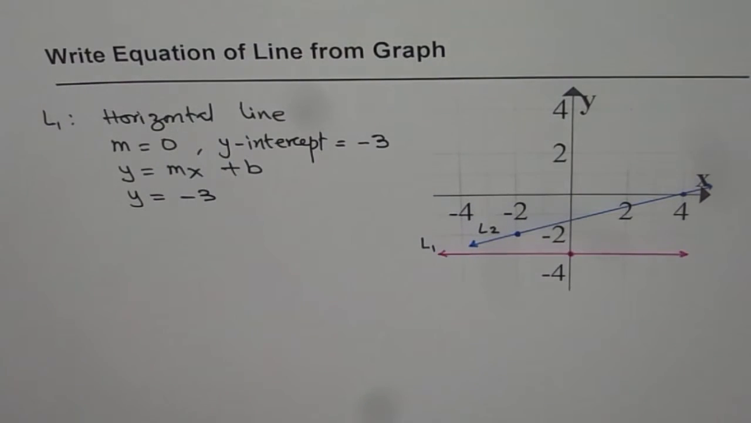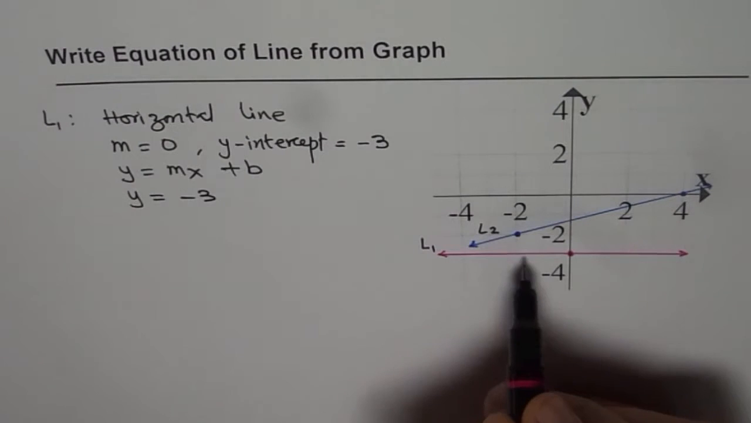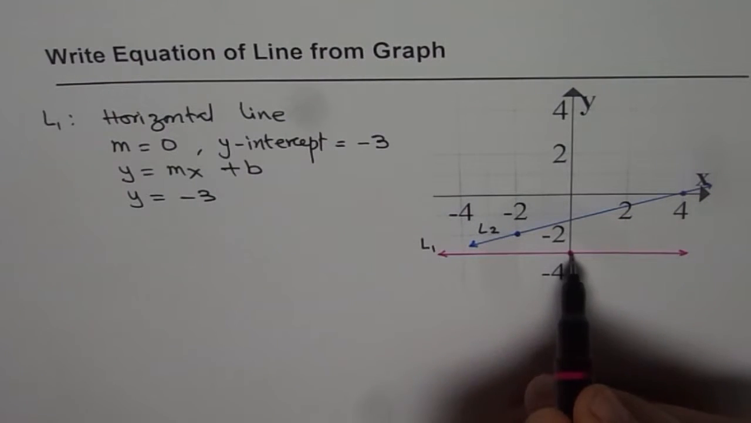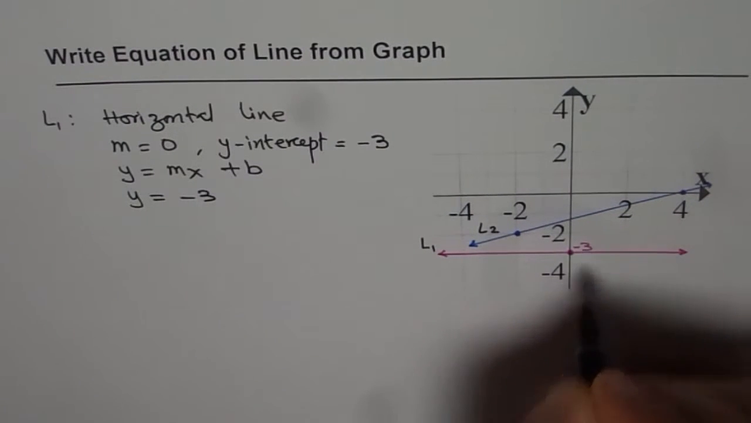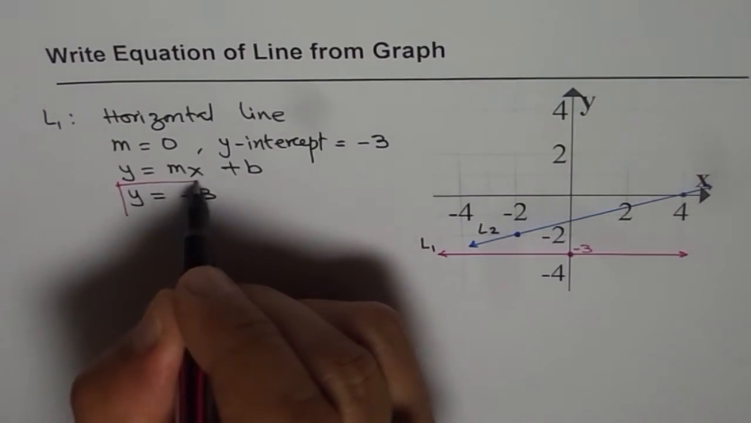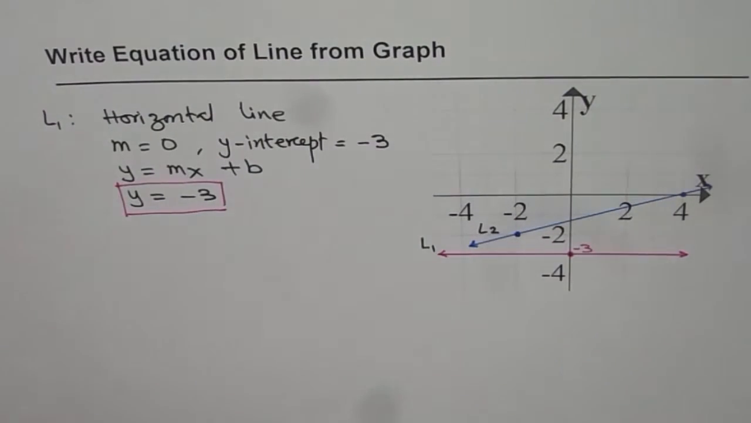So that is how we can write the equation of a horizontal line. You can see at every point on this line, the y value is going to be minus 3. So that is how we get our equation. Now let us see how to write the equation for the second line.